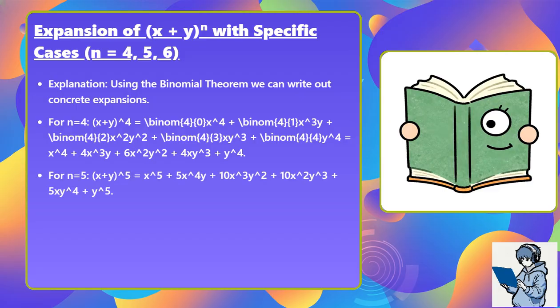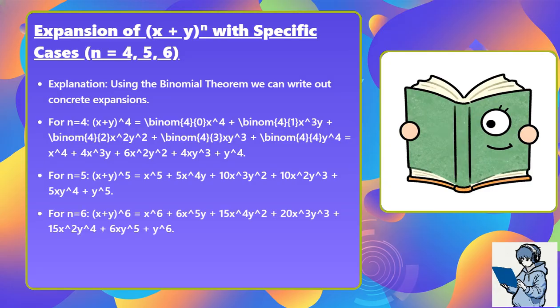For n equals 5, (x + y)^5 equals x^5 + 5x^4 y + 10x^3 y^2 + 10x^2 y^3 + 5xy^4 + y^5.